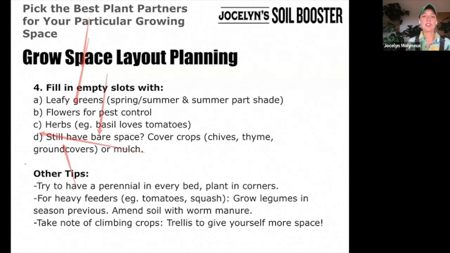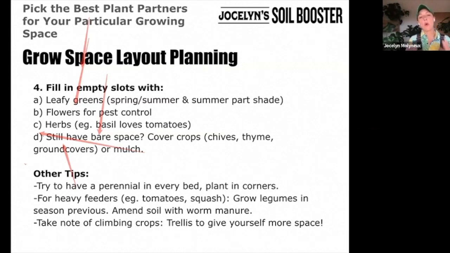Last but not least, you're then trying to anticipate, do I still have any bare space left? Is there going to be any soil exposed? We know we don't want it to be exposed. So then we're looking at any low-lying ground cover, any quick growing herbs like chives are great. They'll come up and you can eat them, or simply allow them to be roots in the ground, feeding the microbes.